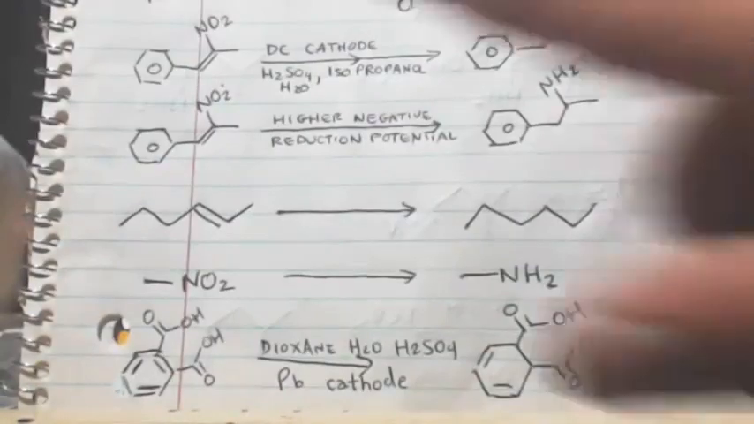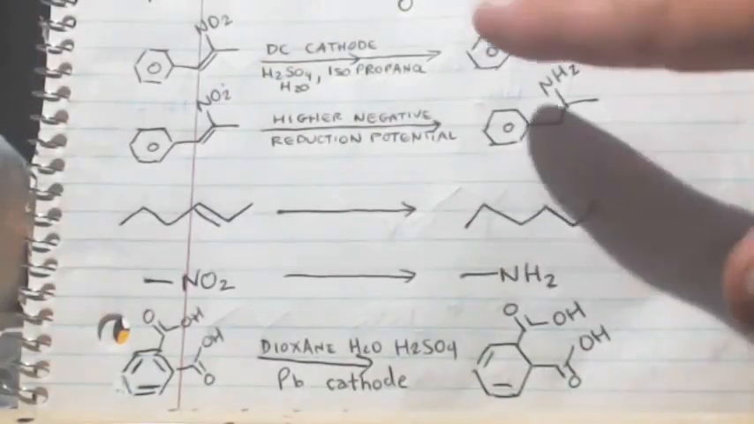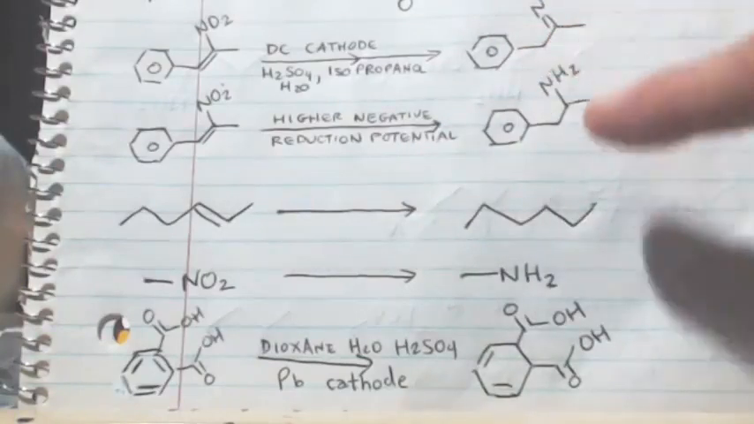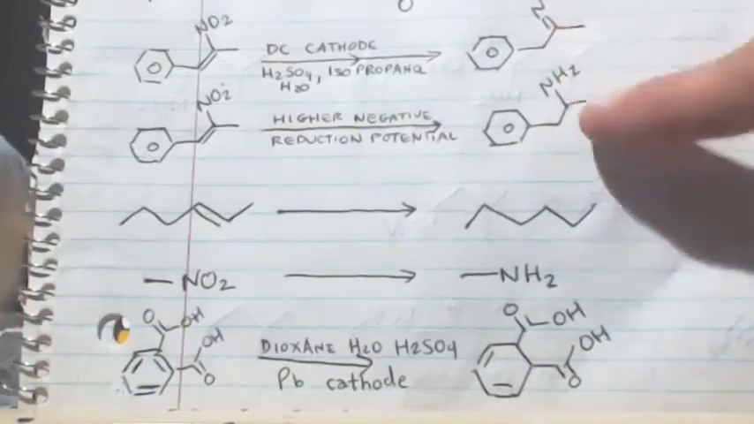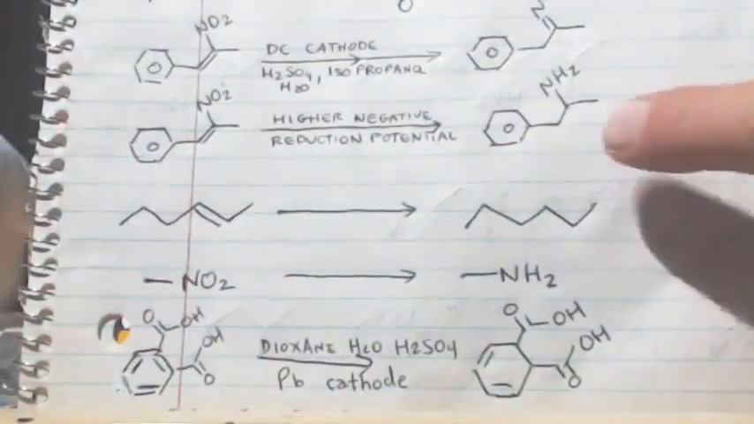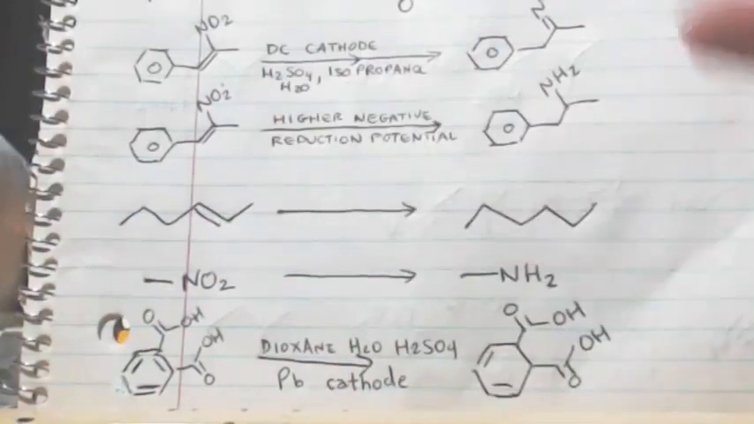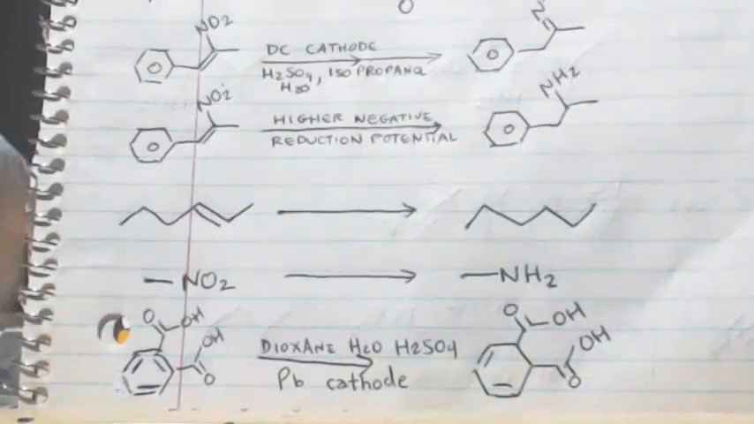But another thing you can do is take your nitroalkene and use higher voltage, okay? Everything's pretty much the same, but instead of making an oxime, you're going to make an amine. And in both cases, you'll notice you're taking out the double bond and making it into a single bond. You're taking the oxygens off of the nitrogen group and putting hydrogens. On this one, you're making your oxime. But in both cases, you're making a single bond.